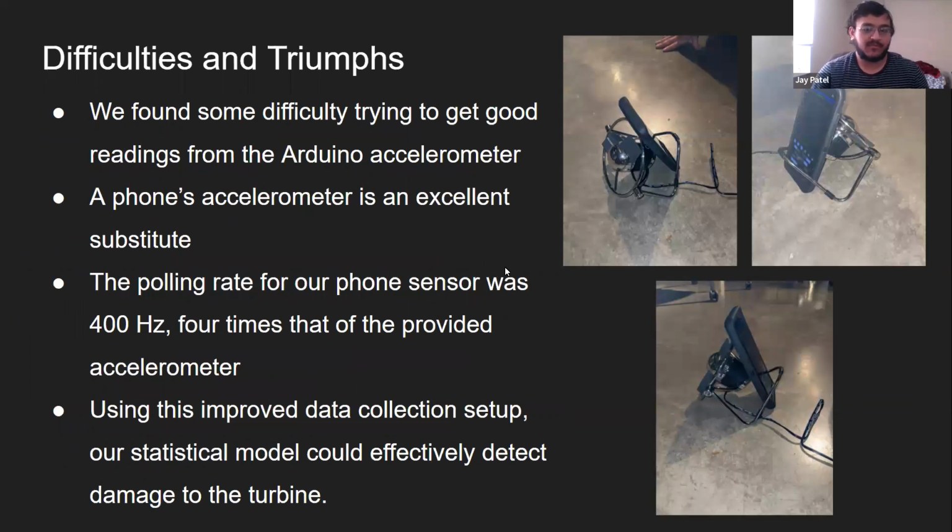When we first started taking data, we realized that the accelerometer from the Arduino wasn't that good. It was only polling at about 100 hertz, as opposed to a phone sensor, which can do about 400 hertz. And the phone's accelerometer data is way better and way clearer. So we decided to just use a phone. As you can see here, we have the phone propped up against the turbines. So it's braced against it, and it gets a very clear reading because any motion in the turbine translates into motion in the phone.